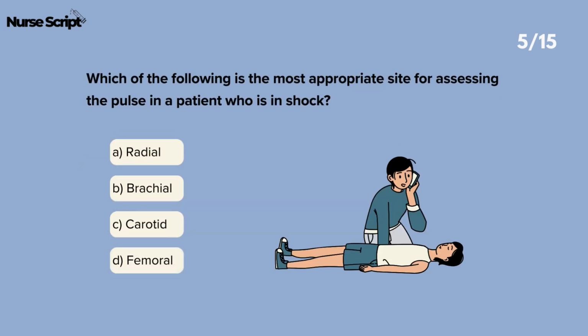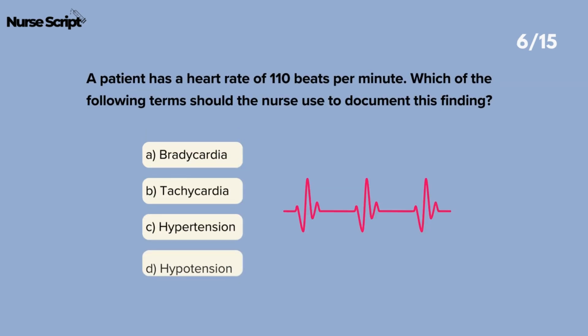Which of the following is the most appropriate site for assessing the pulse in a patient who is in shock? Carotid. A patient has a heart rate of 110 beats per minute. Which of the following terms should the nurse use to document this finding? Tachycardia.